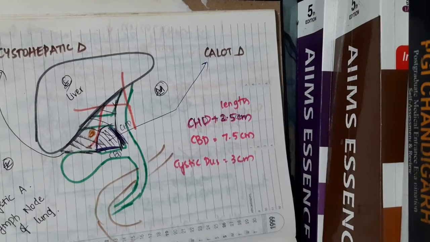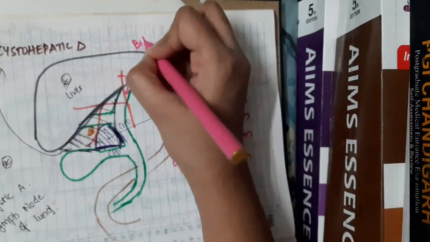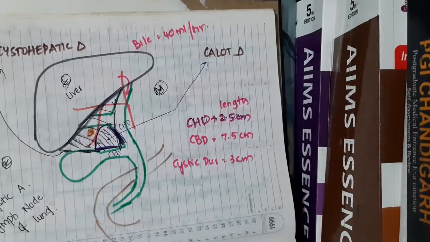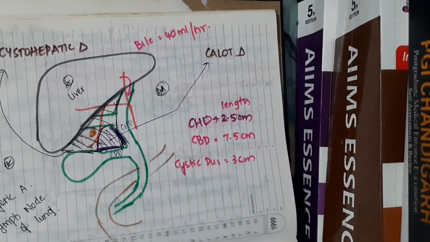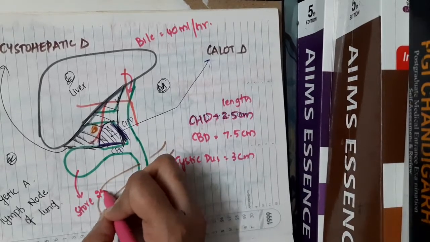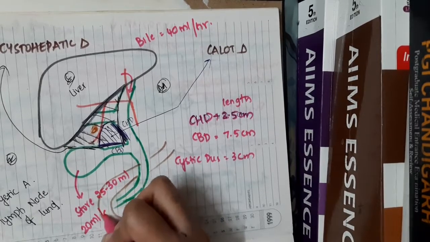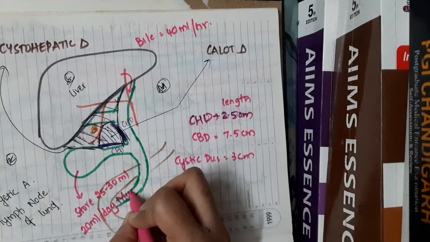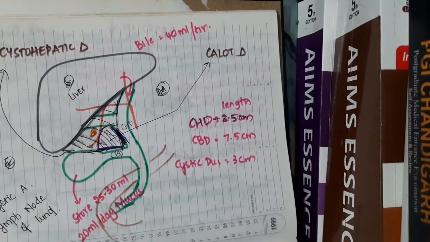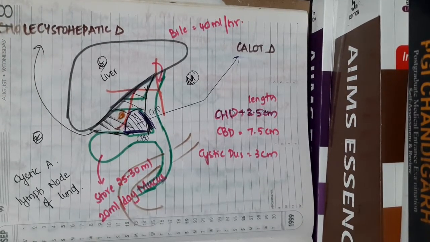Now, the liver produces bile at the rate of 40 milliliters per hour, and the gallbladder stores around 25 to 30 ml of bile. It also produces 20 ml per day of mucus, and it helps in concentrating the bile. So these are the two important things and some functional anatomy related to the surgery.